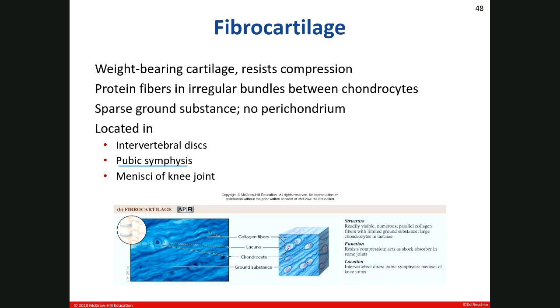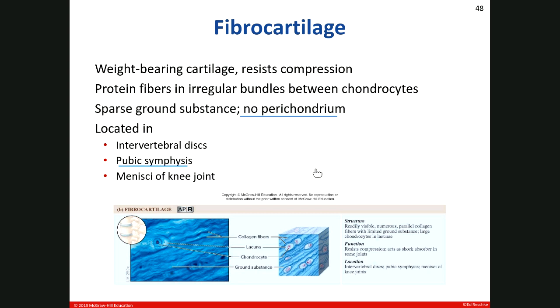So, an important fact to know about fibrocartilage: no perichondrium, none. Very little ground substance, if any. So if you look down here on this picture, anywhere where you find white, that's ground substance. Hardly any there. So very little.